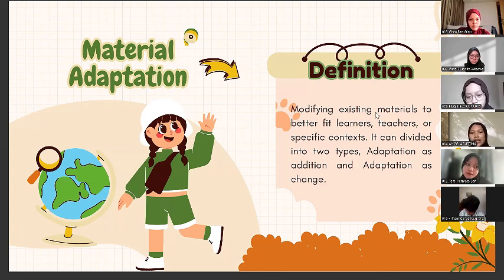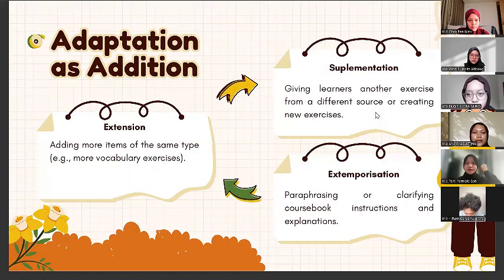And in material adaptation, we have two types. The first is adaptation as addition and the second is adaptation as change. So adaptation as addition simply means that we add something to make the material more useful, and there are three ways to do this.